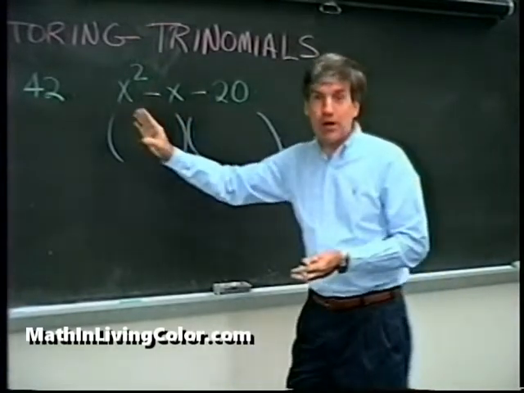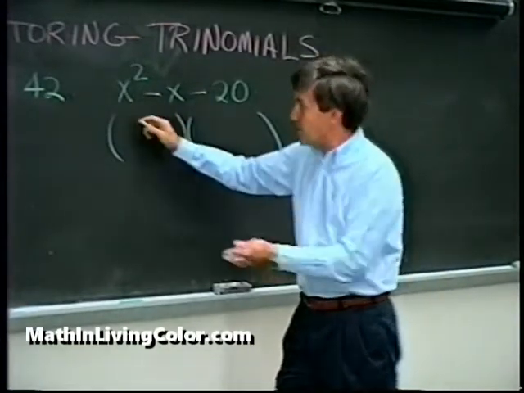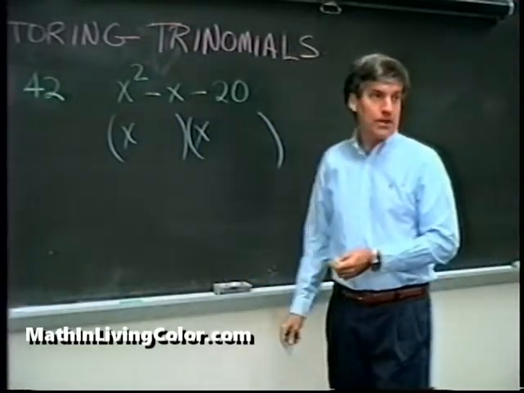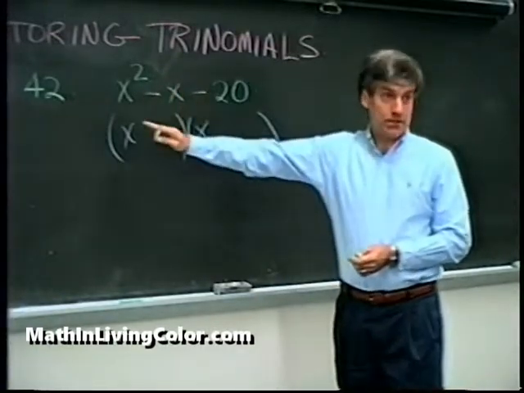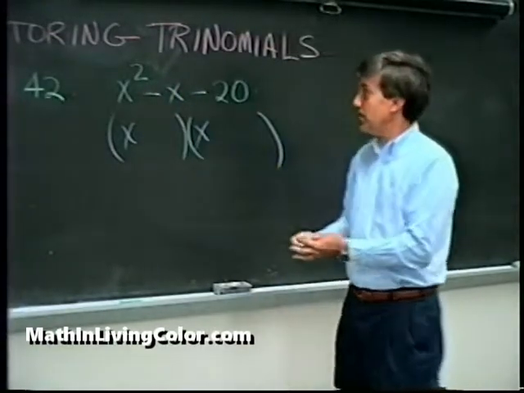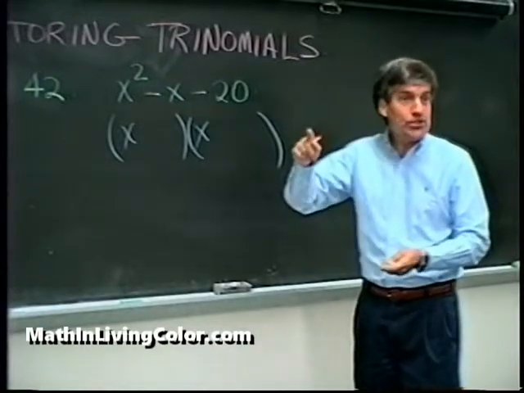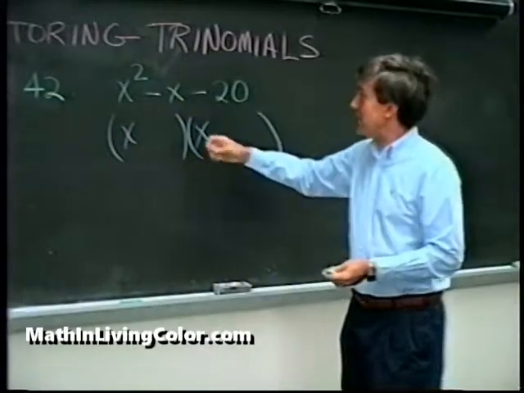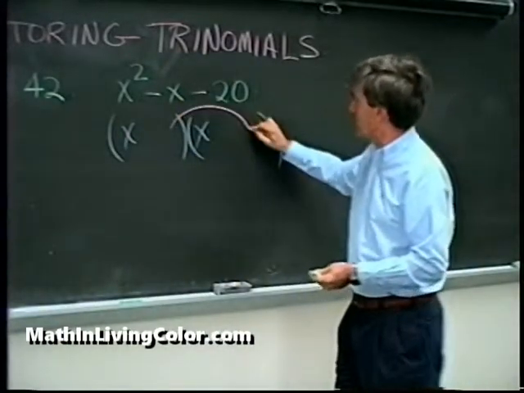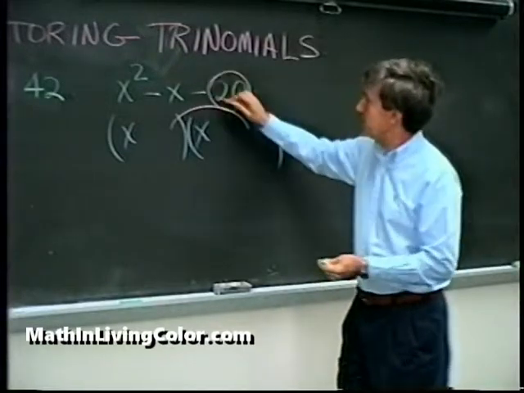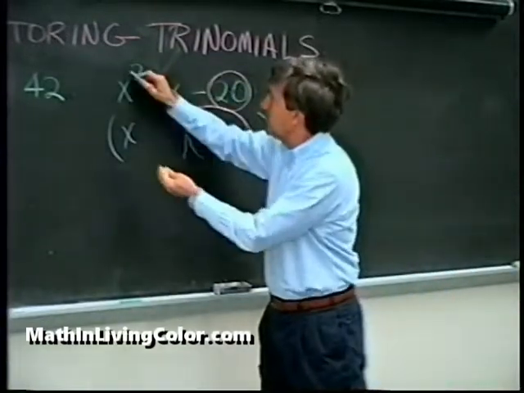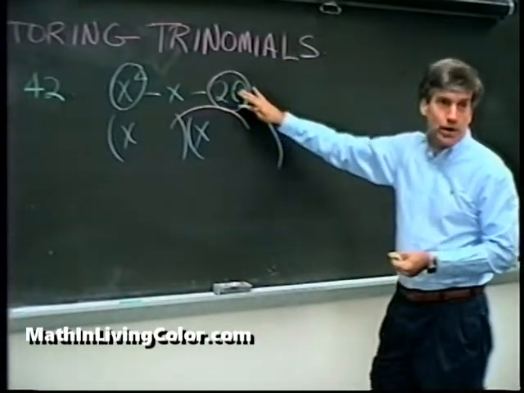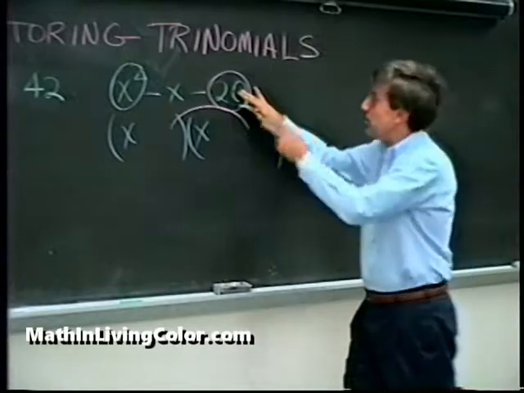Now this is the easy part. Everybody can get this. The first times first would be what? X times X. Okay, now what comes after F in F-L-O-I? L. So we have to go for the L, which stands for last times last. See, this is the F. The F is the x squared, and the L is the 20. So I need 2 numbers whose product is 20.